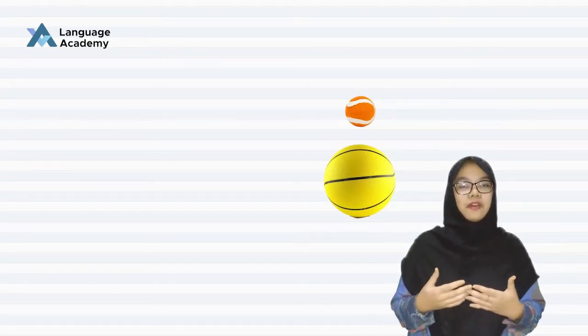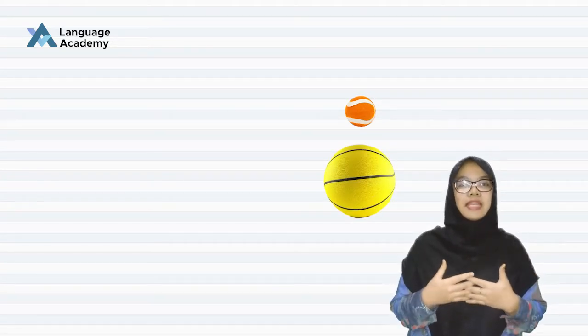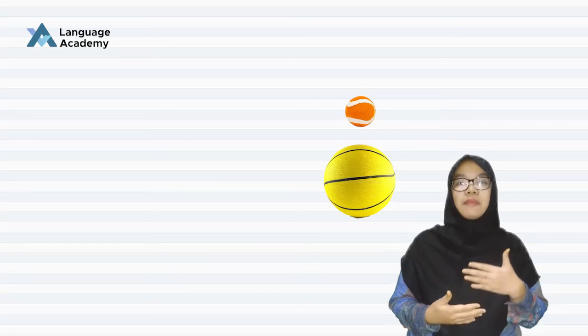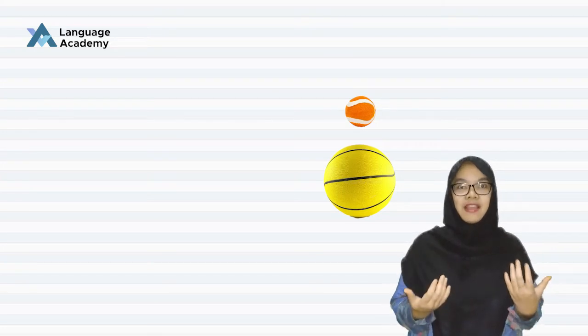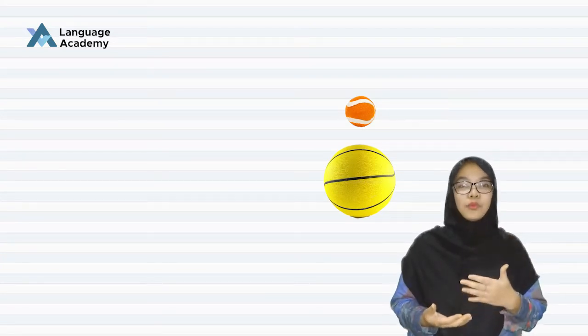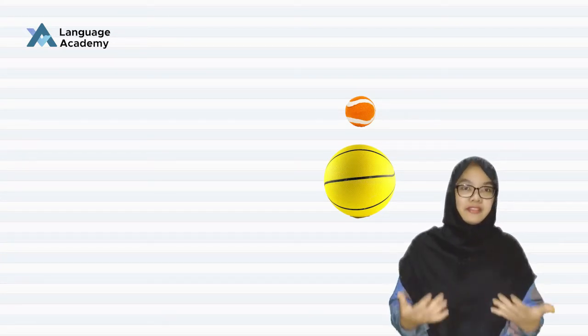So for example, as you see in the picture, I have two balls, right? In the positive degree, kita hanya membandingkan apakah kedua bola tersebut memiliki besar yang sama, right? Kalau di comparative degree, kita akan membandingkan apakah bola yang orange lebih besar daripada bola yang kuning, like that. Apakah bola yang kuning lebih kecil daripada bola yang orange? That is what we do in comparative degree.